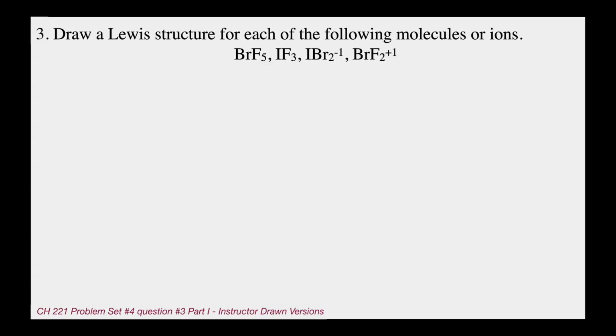Draw a Lewis structure for each of the following molecules or ions, okay? So this question is actually very similar to number 4 we just did, but the difference here now is we're going to start looking at some trigonal bipyramid and octahedral structures.